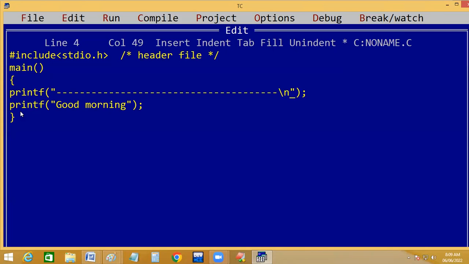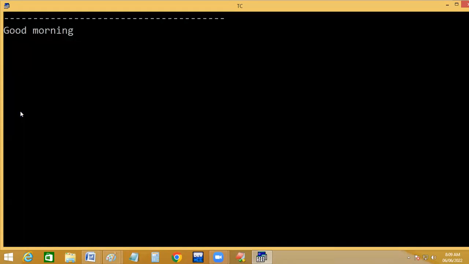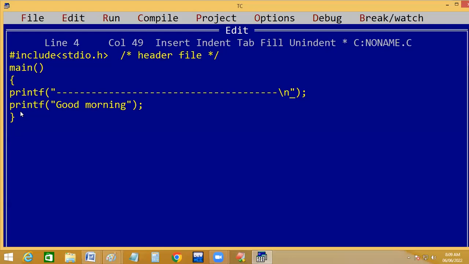Now watch it. How many lines? There is a clear clarity. What is the purpose of slash n? When slash n is given, our text moves to the next line. Now the good morning is completed. After printing good morning, again I want to print one more line. Now one more line is created.